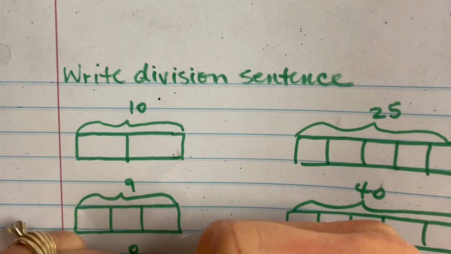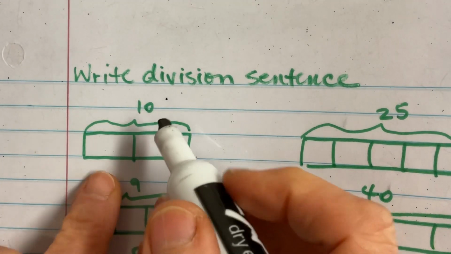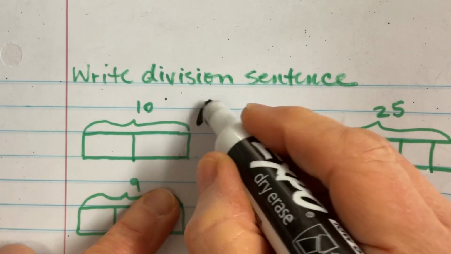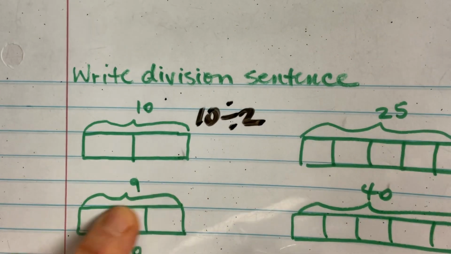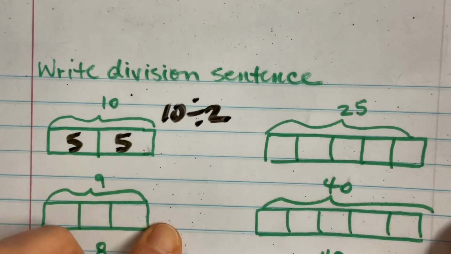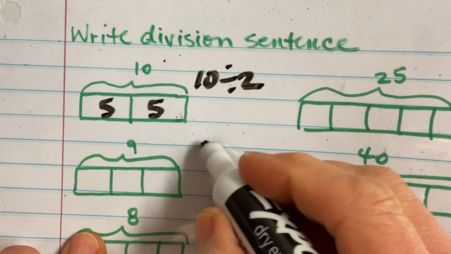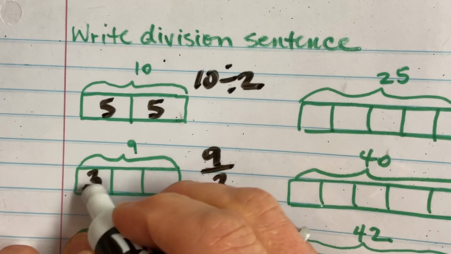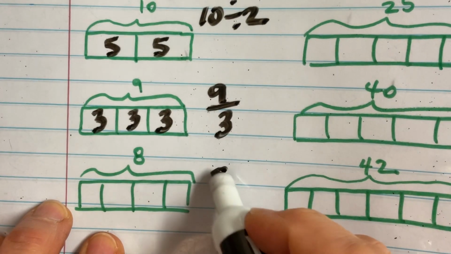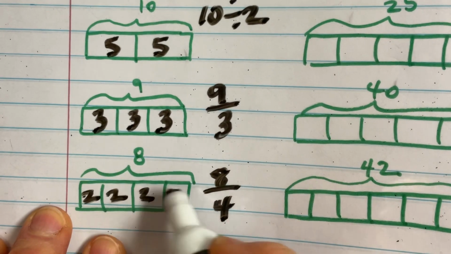This is thinking through a division fact. So write a division sentence. This first one, 10 divided by 2 boxes, and I'm going to write this up to the side. 10 divided by 2 boxes would be 5 in each box. Okay, you can do them out loud with me if you want at home. 9 divided by 3 boxes would be a 3 in each box. 8, what would it be? Divided into 4 boxes would be a 2 in each box.